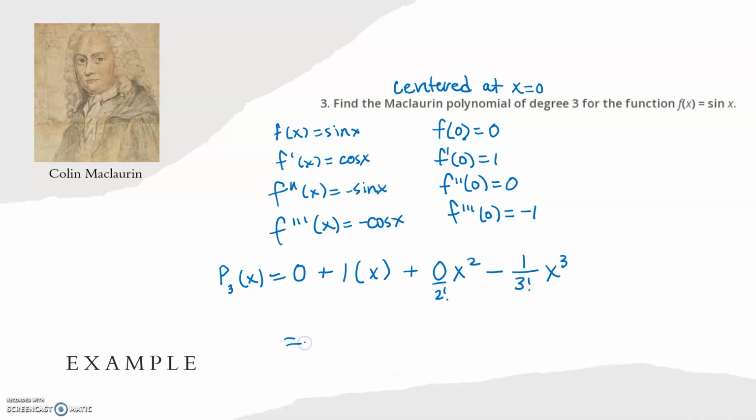So if I multiply this out a little bit and simplify and make things look pretty, I have x minus 1/6 x to the third. And that represents the sine function because it has the same value, first derivative, second derivative, and third derivative as the sine function as long as we're close to 0.